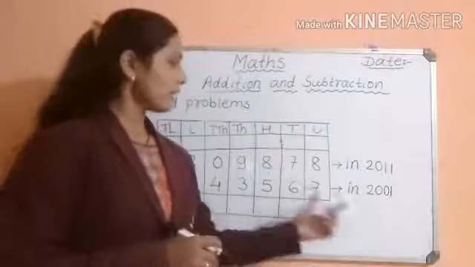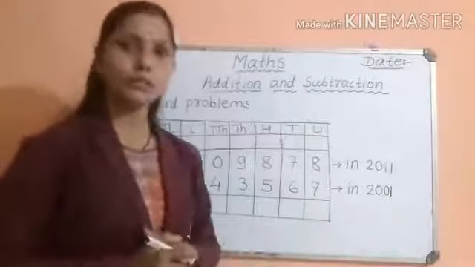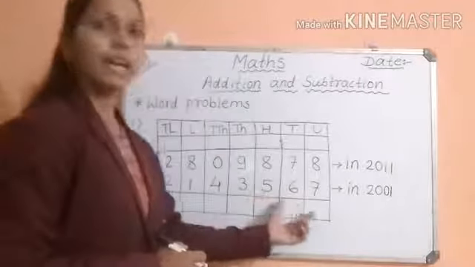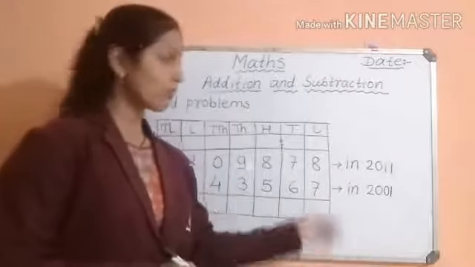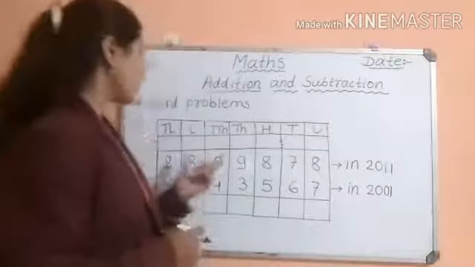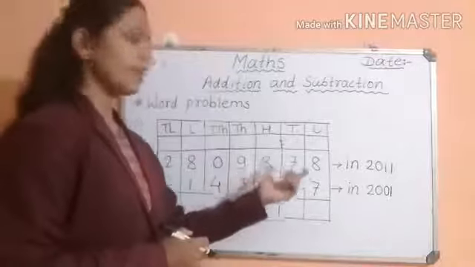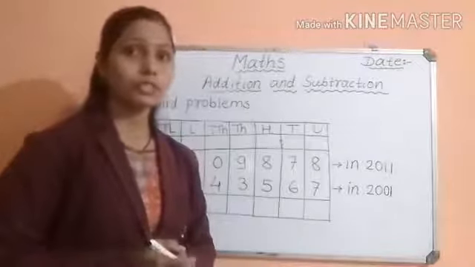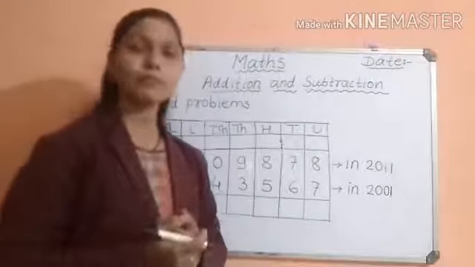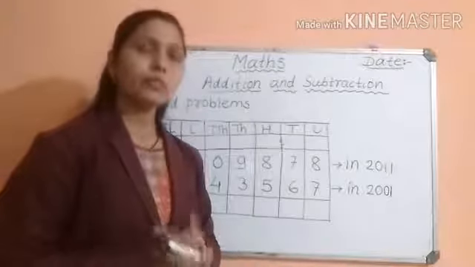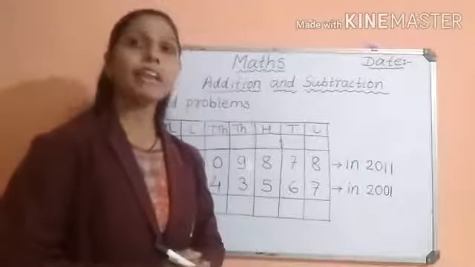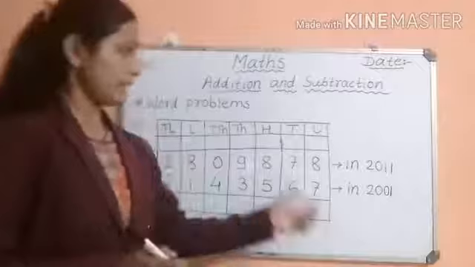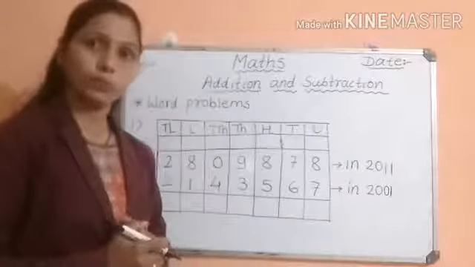That means if the population in 2001 was 21,43,567 and in 2011 it was 28,09,878, by how much did the population grow? What we have to do here is take out the difference between these two years' populations.